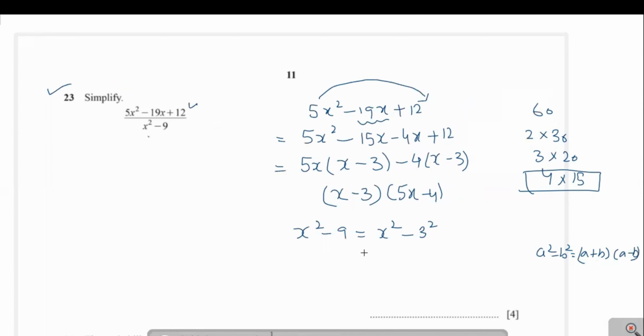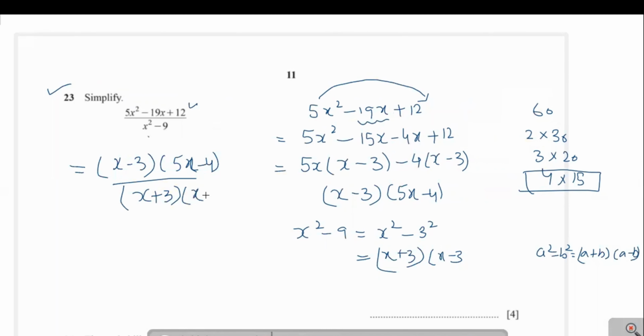Therefore, we can write it as (x + 3)(x − 3). Now we substitute the value here. You see here, we can write it as (x − 3)(5x − 4) over (x + 3)(x − 3). Therefore, x − 3 will be cancelled. We get (5x − 4) over (x − 3), and this is the answer.